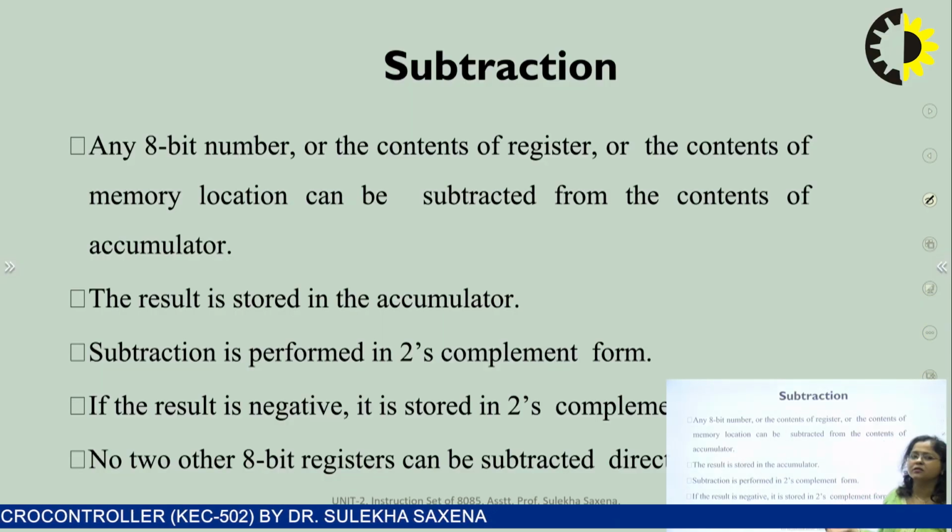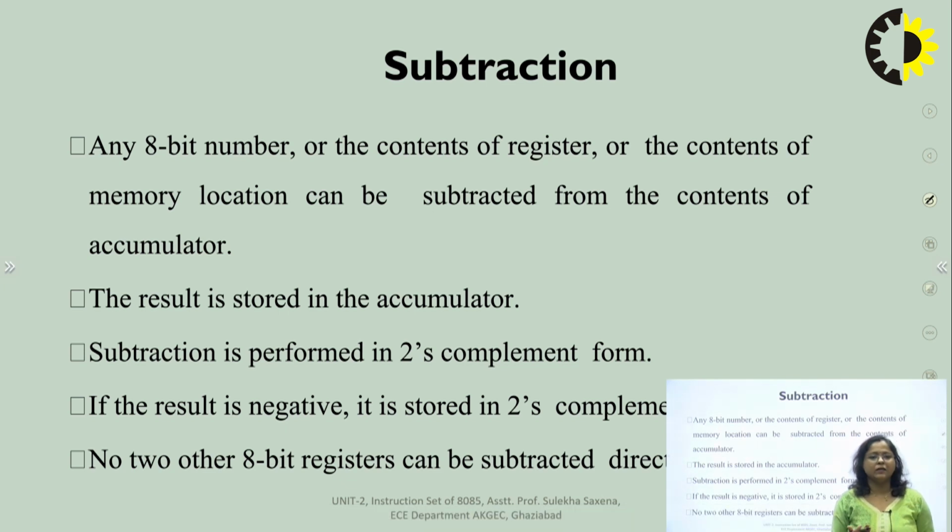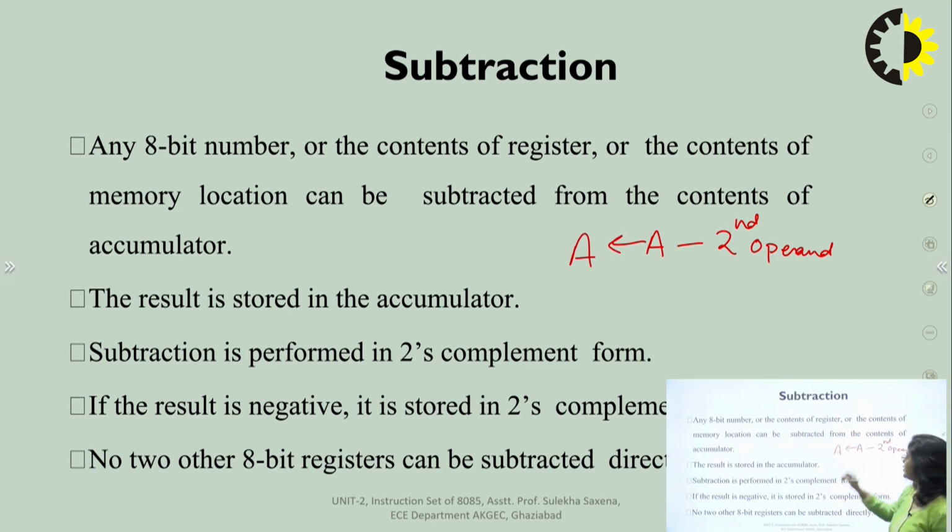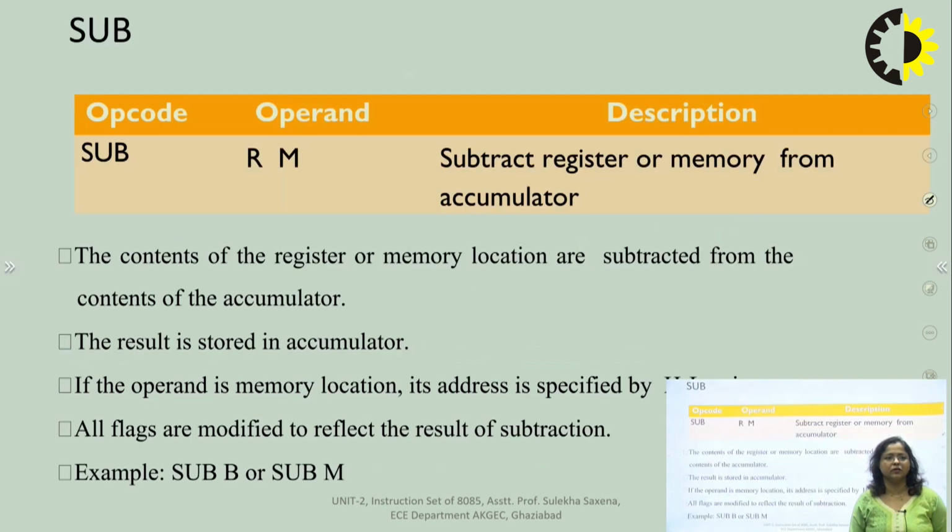Now moving towards subtraction operation. In subtraction also, similar to addition, the first operand will always be in accumulator. The second operand will either be through a register, through a memory location or through immediate data, and this instruction will subtract the second operand from accumulator and store the value to accumulator. So by default the first operand will be in accumulator and we have to just specify the second operand in the instruction.